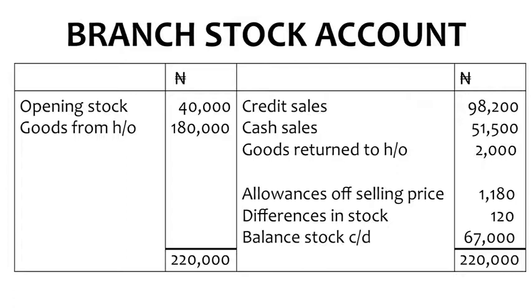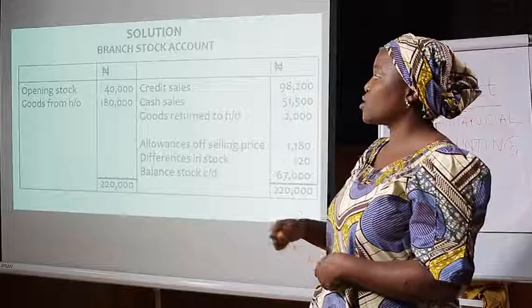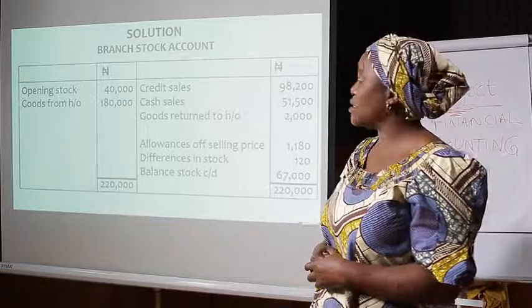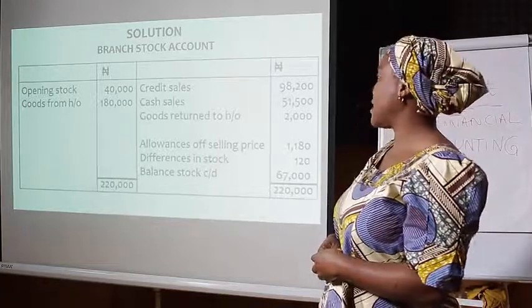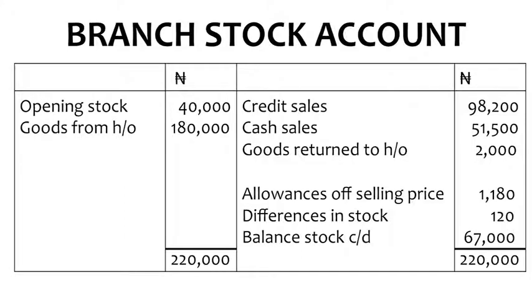Then on the credit side of your branch stock account, we have the credit sales, which is 98,200. Then we have the cash sales, which is 51,500. Goods that have been returned to head office. The goods that we are giving was 180,000, but we have a return of 2,000 naira, which is going to be on the credit side of your account. Allowances off selling price is 1,180 naira. Differences in stock, which is in your question, is 120 naira.